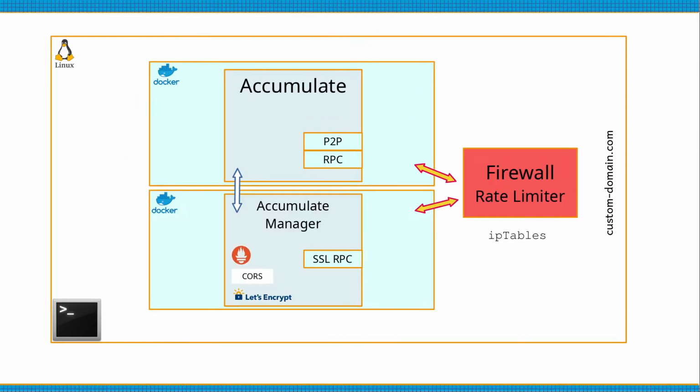So we have created a package called Accumulate Manager, and this takes care of everything for you, including setting up the Accumulate node itself. It also controls the IP tables firewall on your server. To kickstart all of this, there is an application called Acman, and that's what we will use now.